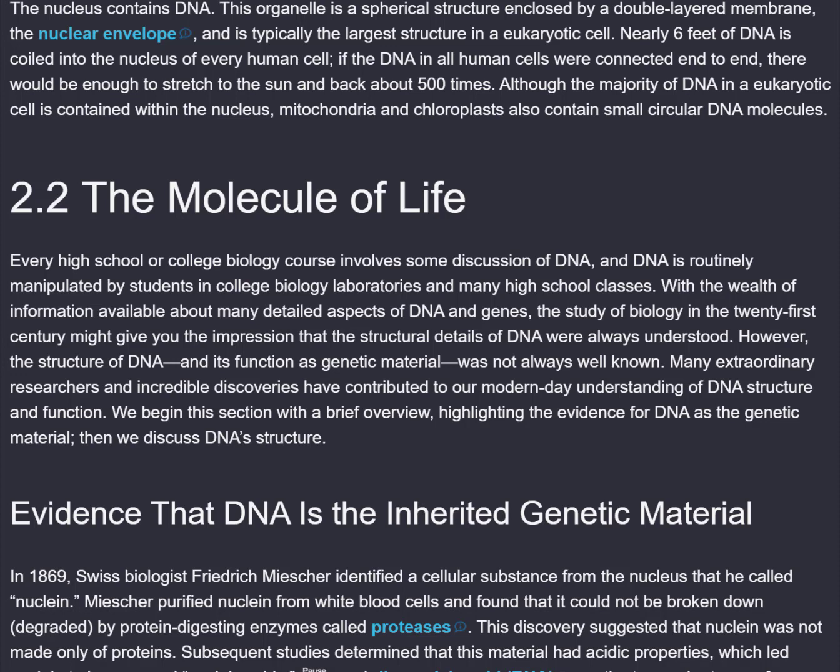Although the majority of DNA in a eukaryotic cell is contained within the nucleus, mitochondria and chloroplasts also contain small circular DNA molecules.